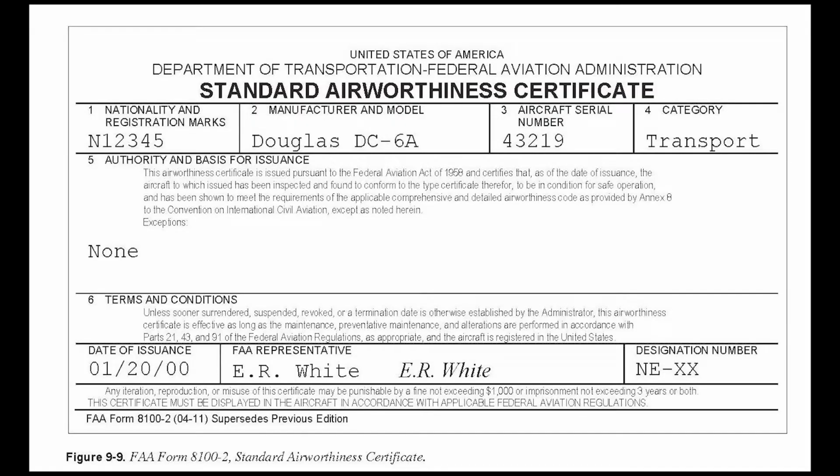Moving into the documentation that is required to be in the aircraft when we fly, here in figure 9-9 on page 9-7, we have the airworthiness certificate. In this figure, they're showing one for a transport category aircraft or an airliner, but the form is the same for any U.S. aircraft. So it gives you the registration number, the manufacturer and the model, the serial number, category, in this case transport, the Chief would be normal or possibly utility, date of issuance, FAA inspector.